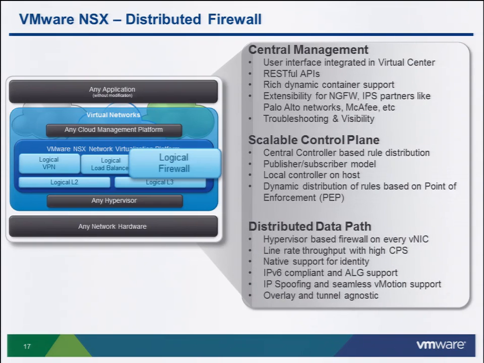And last but not the least, we have a completely distributed data path. The whole data path is in the hypervisor. It sits right at the VNIC where the packet has to go through. There is no redirection, nothing. It just goes through in the normal path and gets firewalled. It runs at line rate with very high CPS, and it is IPv6 compliant. We have ALGs which are supported, so we have a long list of ALGs. We again do IP spoofing, and the key important part here is that it has seamless vMotion support.